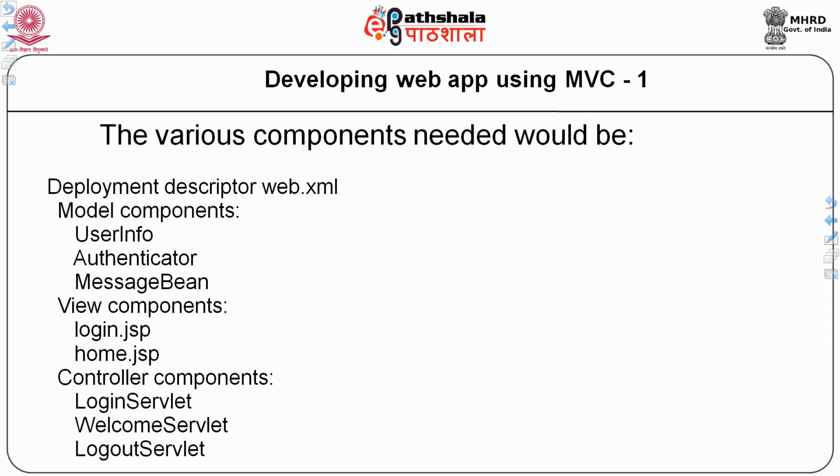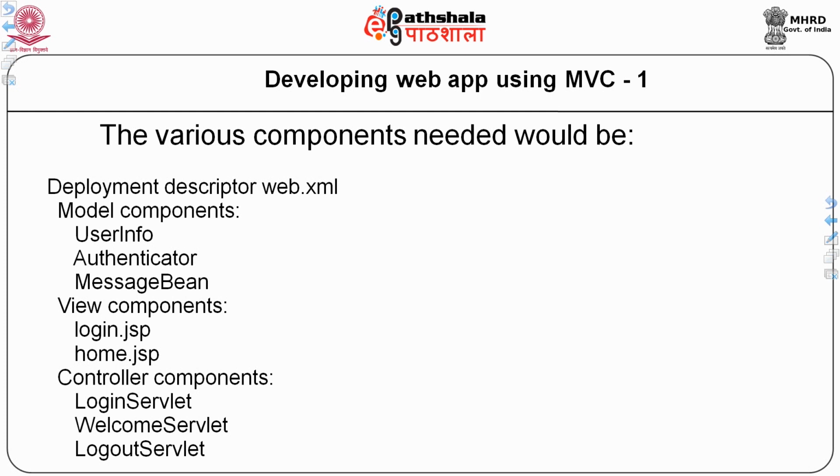So, what we have identified here is a few model components. One is to manage information about the user who has logged in, so we will have a class called user info. We will have another class which will be used for the purpose of authentication, so we have an authenticator. And we will have another component in the model for showing messages. When the login fails or anything happens, we have to show a message. So, we need a message bean. Those are the 3 components which have been identified for the model.